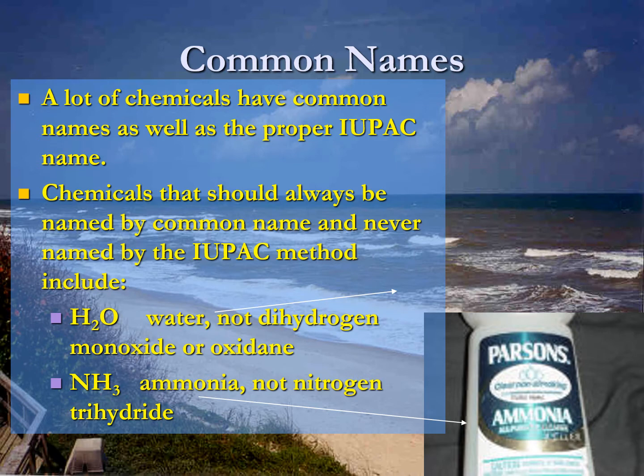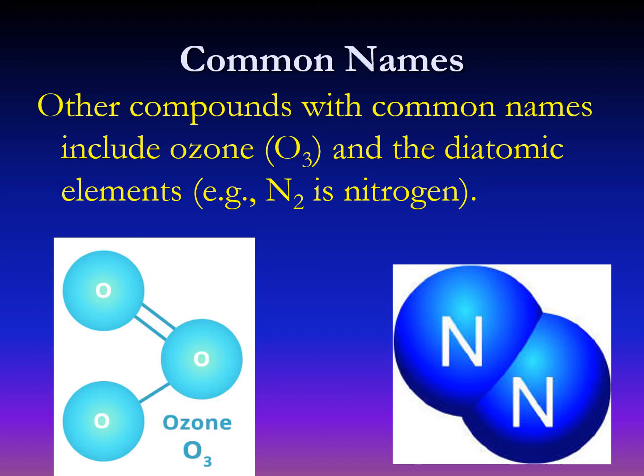There are also other exceptions to the rules of how to name covalent things, especially things that have common names that everybody uses. For example, H2O, everybody calls that water. They don't call it dihydrogen monoxide, or even oxidane, which is another name for water. NH3 is called ammonia. Nobody calls it nitrogen trihydride. O3 is called ozone. N2 and other diatomic elements are just called by their element name.